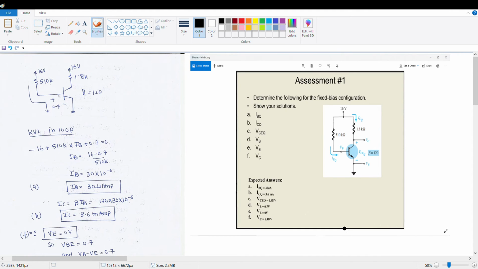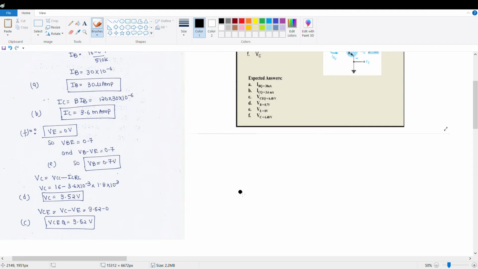Next is the value of our collector current. The formula for that is beta times the base current. So we have 120 times 30 times 10 to the power of negative 6. We get 3.6 milliamperes, which is the same as our expected answer here. So 3.6 milliamperes. Therefore, our transistor is an ideal transistor.